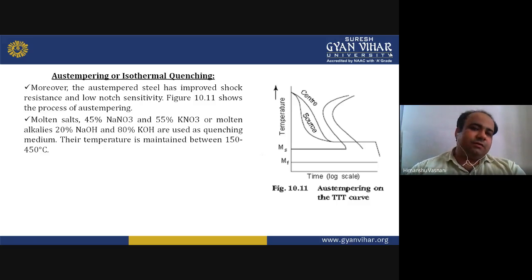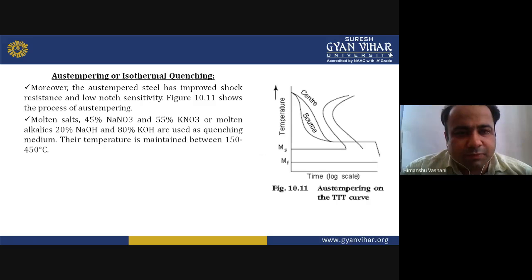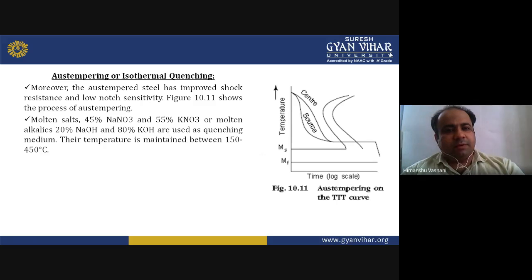Now you can see in this figure on the right-hand side, it shows austempering on the TTT curve. On the horizontal axis you have the time, and on the vertical axis you have the temperature. We have also discussed this kind of curve in our previous classes, showing the process of austempering.